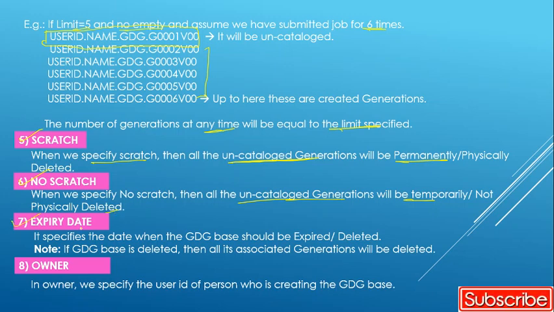And the seventh parameter is expiry date. It specifies the date when the GDG base should be expired or deleted. If the GDG base is deleted, then all its associated generations will be deleted.